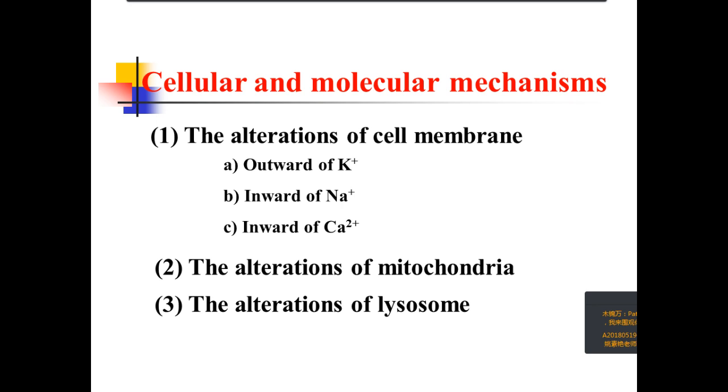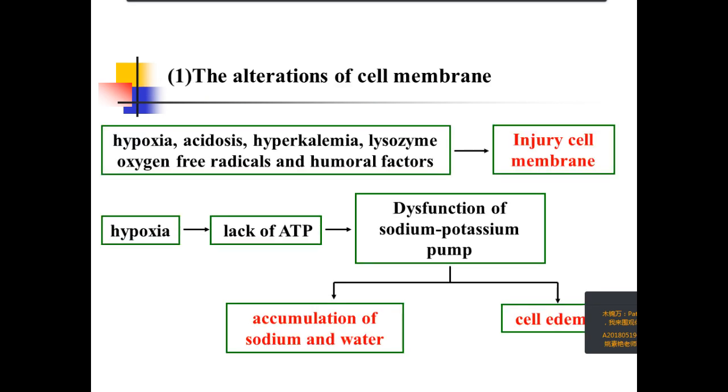Now we have learned the alteration of mitochondria. Mitochondria is damaged, so ATP production will decrease. And the last, the alteration of lysosome. Now, in detail, the alterations of the cell membrane. Hypoxia, acidosis, and hypokalemia can also damage the cell membrane.